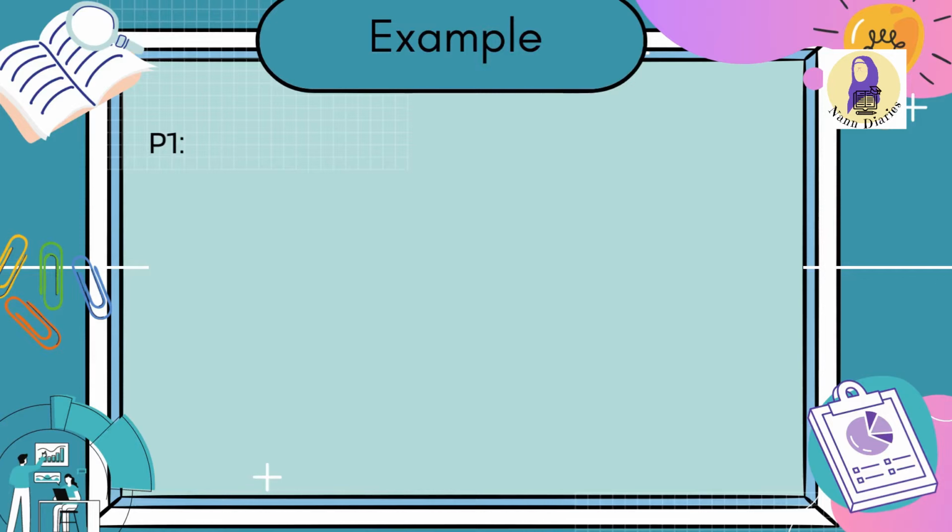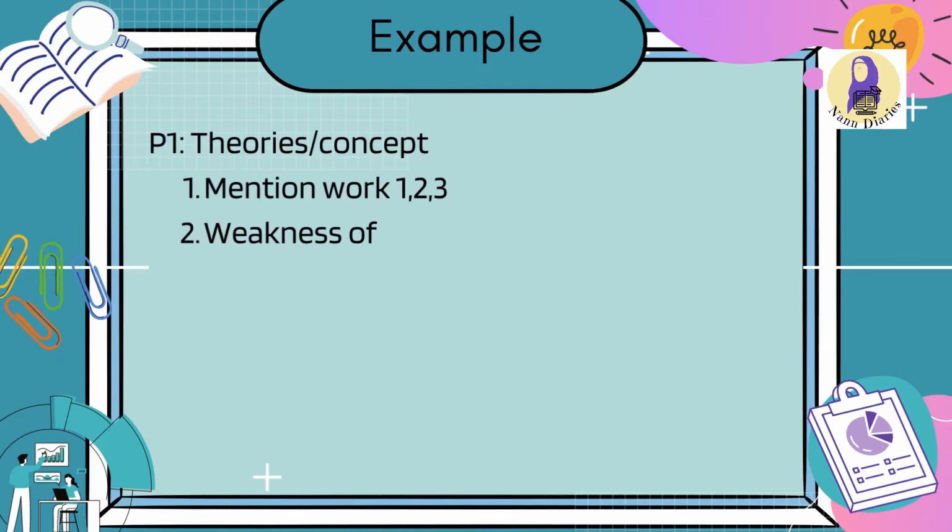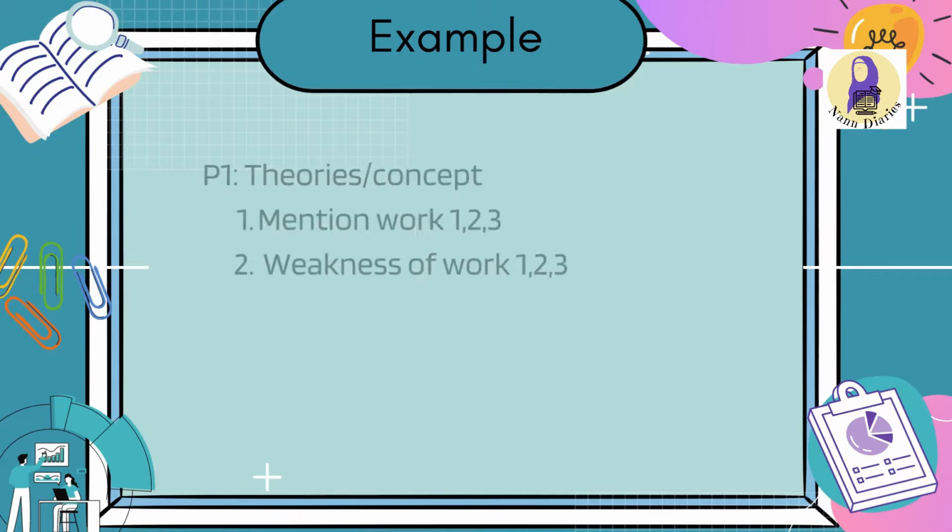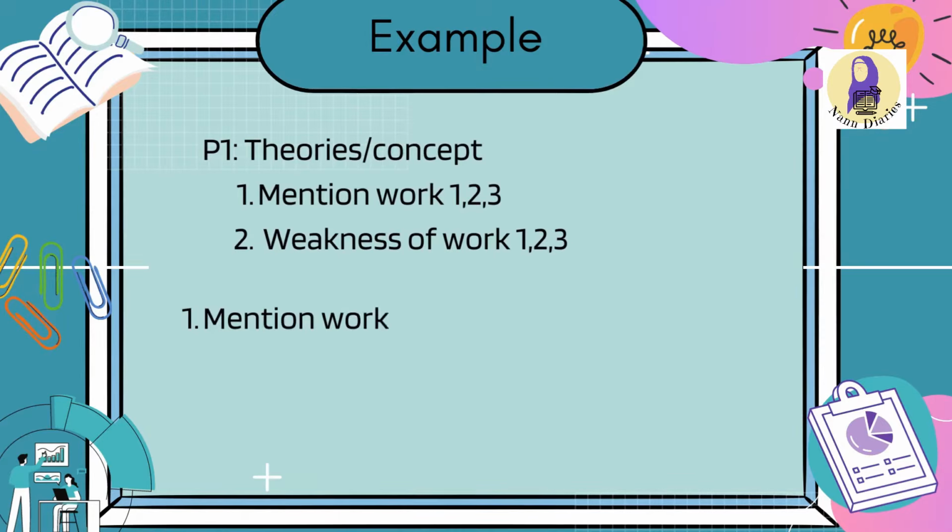For example, this is for point number 1. You want to compare the theory and concept. Mention the previous work 1, 2, 3. This 1, 2, 3 use this theory, but this 1, 2, 3 had this weakness. That's why another 4, 5, 6 made another improved concept. But still, this 4, 5, 6 have another weakness.